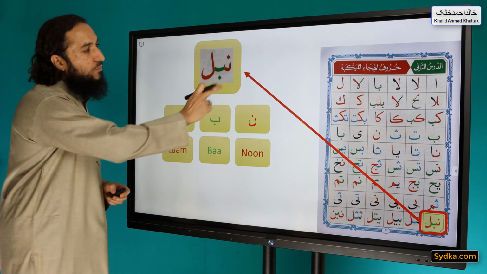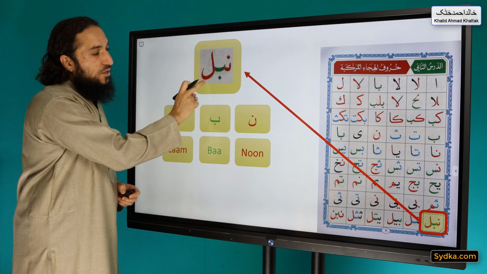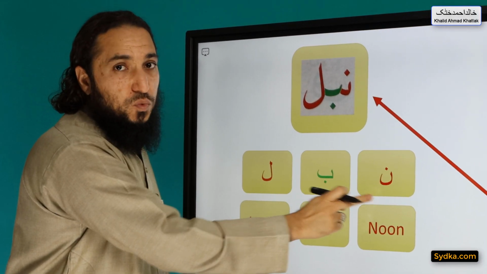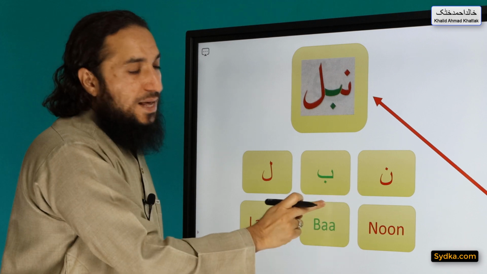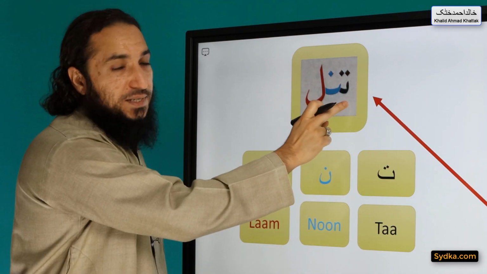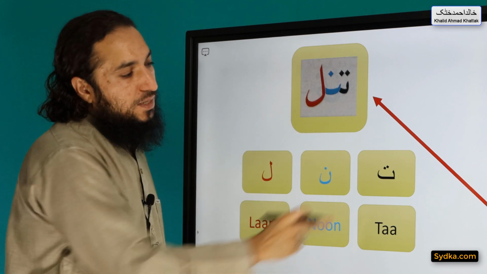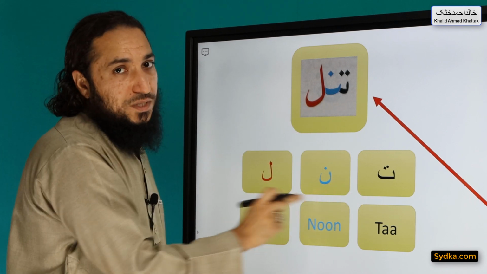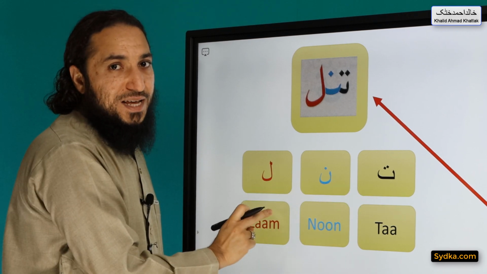Okay, so the first one is Noon, the second one is Ba, and the third one is Lam. Noon, Ba, Lam. The first letter is Ta, then Noon, then Lam. Ta, Noon, Lam.